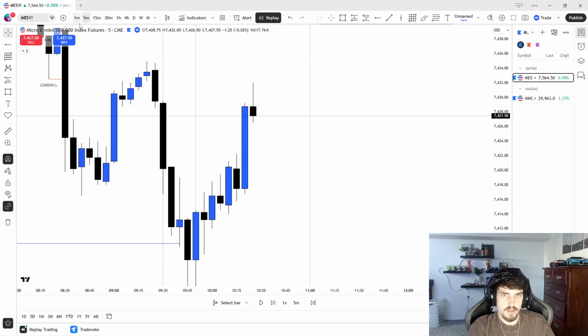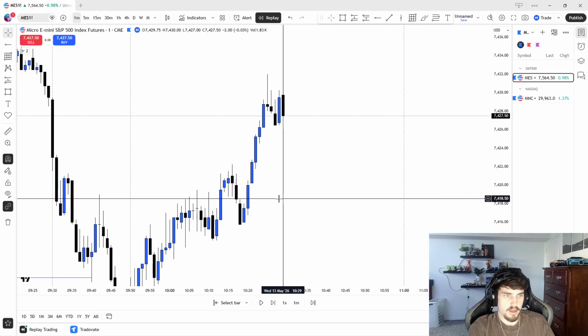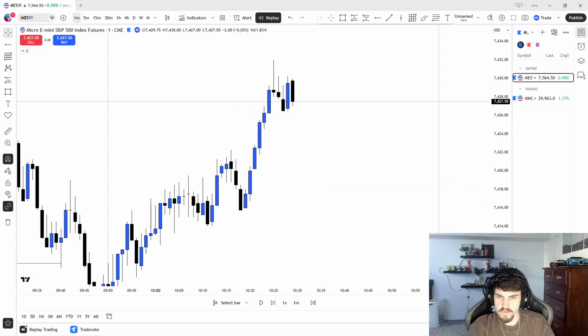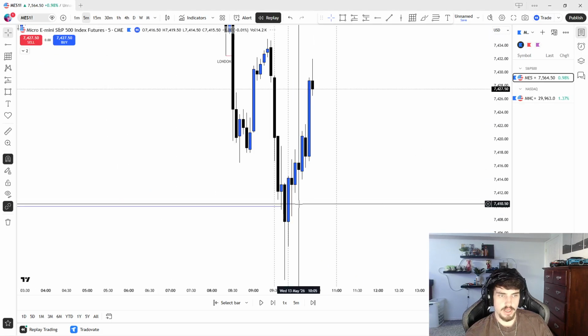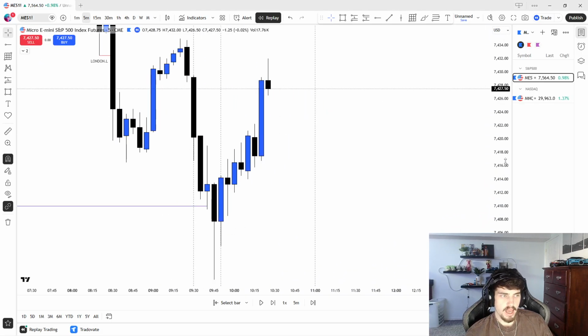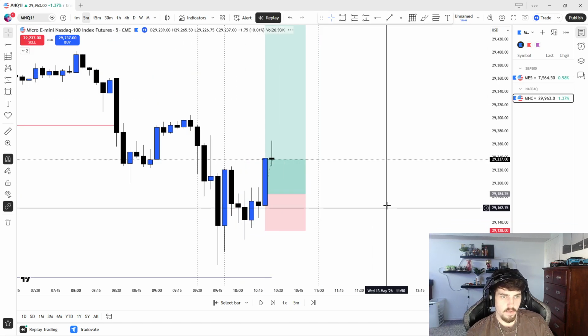So I think I took a bullish long trade off of this. Let me just see where I took a trade from. Okay, it was a bit harder for me to understand where I took the trade off of this day, but I can fully understand now why I took it.